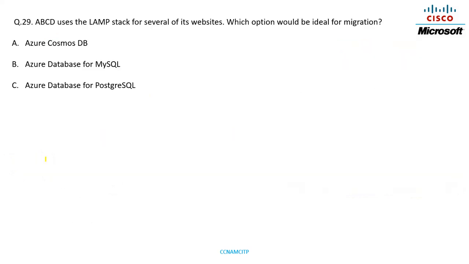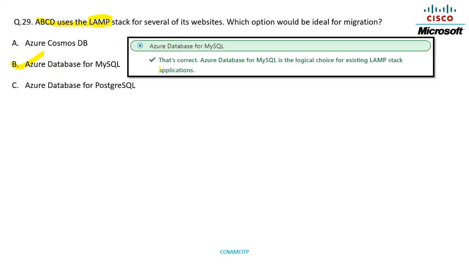The next one, again, ABCD uses a LAMP stack for several of its websites. Which option would be ideal for migration? So guys, here MySQL uses LAMP. So you should select B as your answer, Azure Database for MySQL.